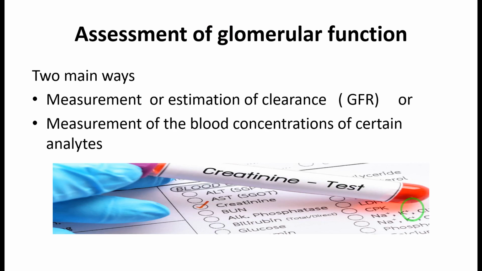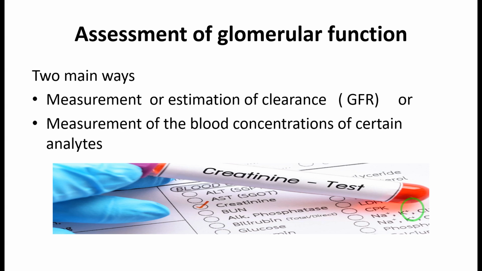In this lecture, we will concentrate mainly on the glomerular function, since the glomeruli is the first part of the nephron, and it acts as a filter or sieve that prevents the passage of certain substances and allows the passage of other material. We can use these criteria to estimate or assess the glomerular function in two main ways.